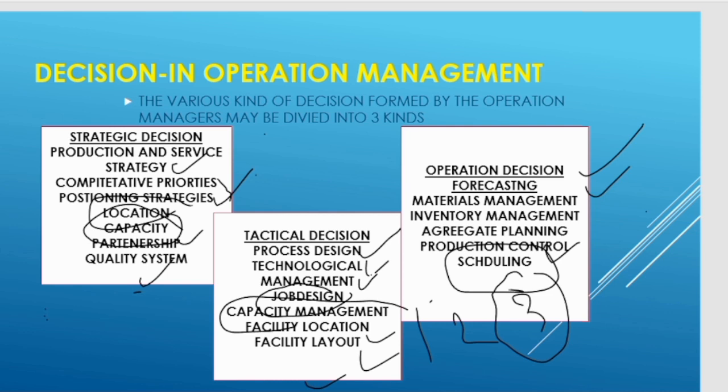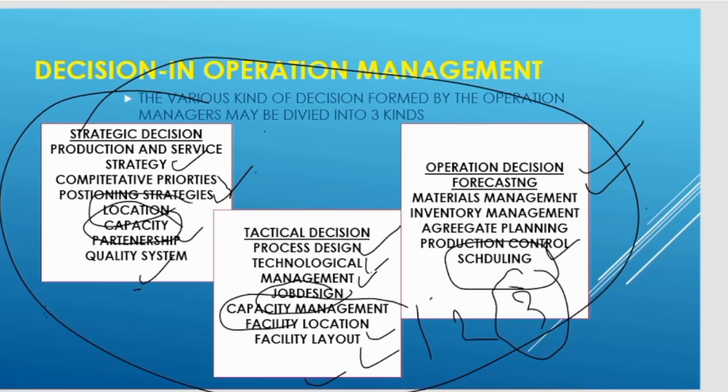All these factors we are going to read in detail in the next classes, all about your aggregate planning, job scheduling, production control, and job design, capacity management, facility location, and your factory location, capacity planning, and your quality system. All these chapters we are going to consider in detail in coming classes.